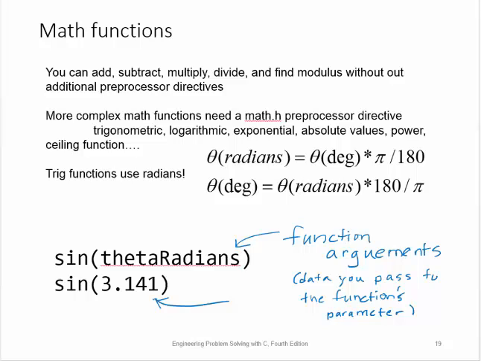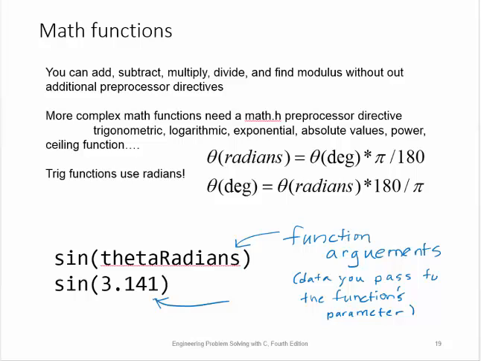So the next thing I want to talk about at the end of Chapter 2 is math functions. With just the preprocessor directive include stdio.h, you can add, subtract, multiply, divide, and find the modulus, and you don't have to add anything more. If you want to do more complex math functions such as trigonometric, logarithmic, or exponential, then you need to put the math.h preprocessor directive in your code, and then you can use these other higher order math functions.